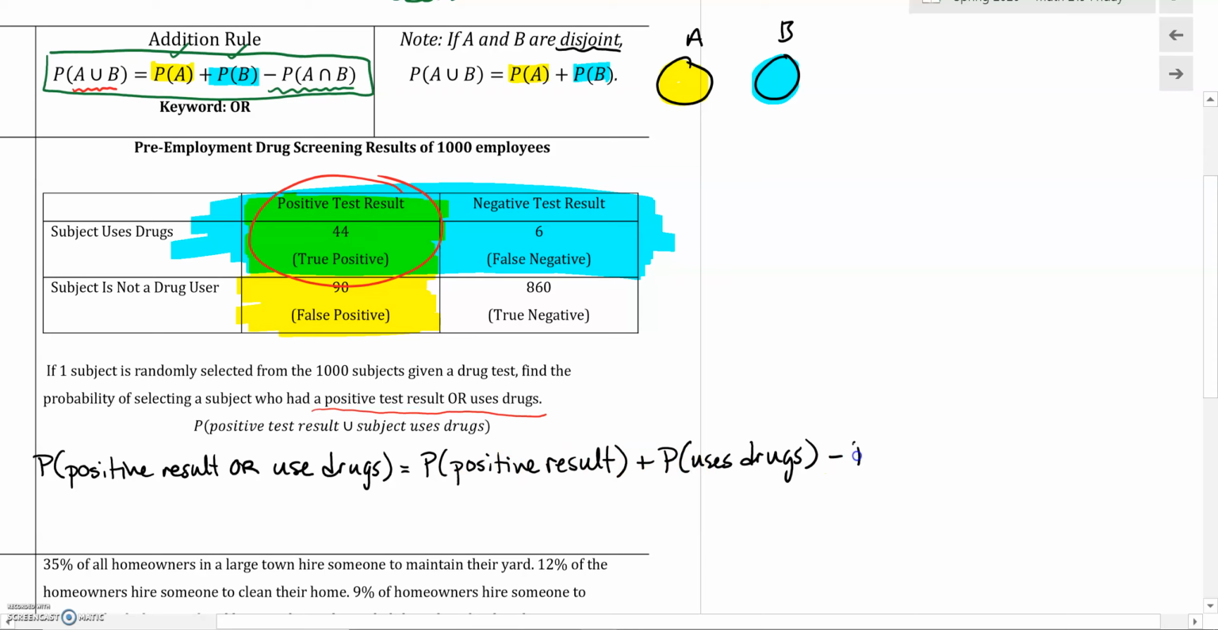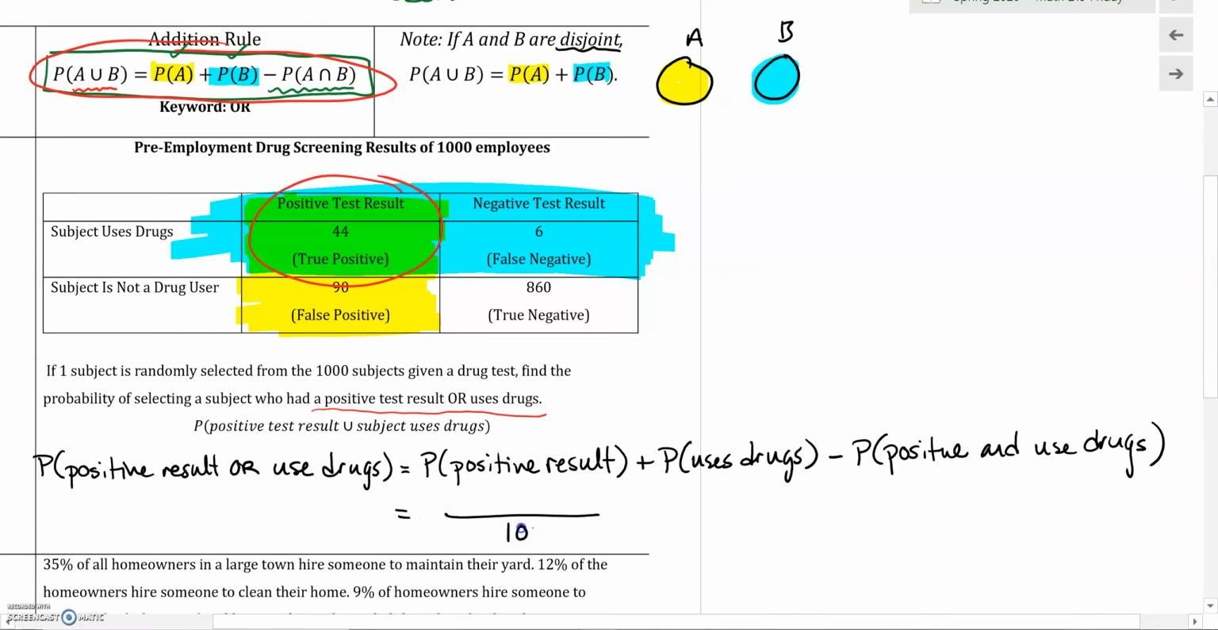I need to then remove the probability of someone getting a positive result and using drugs. I need to remove that overlap. Again, so I'm using this rule right here.